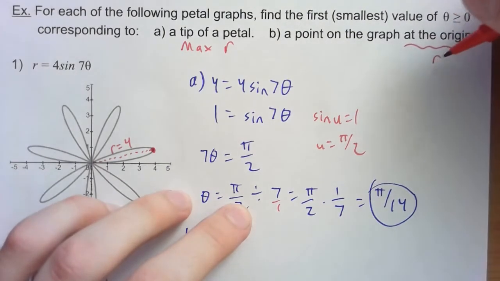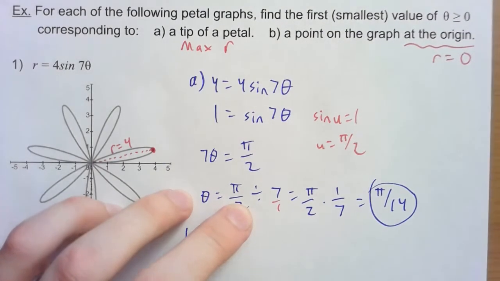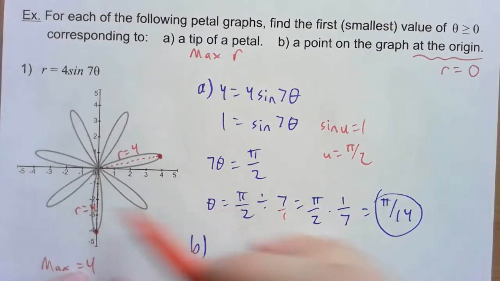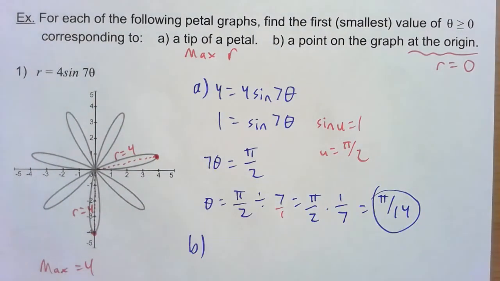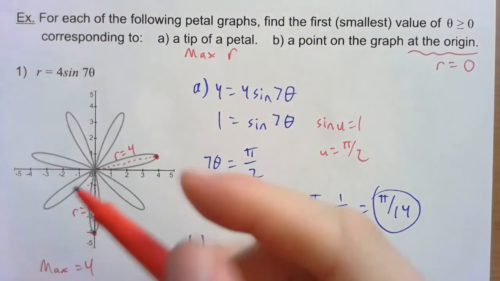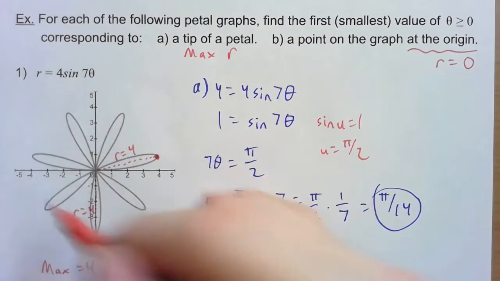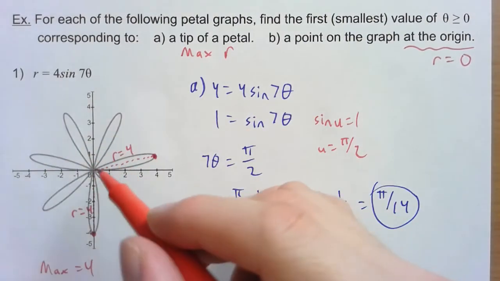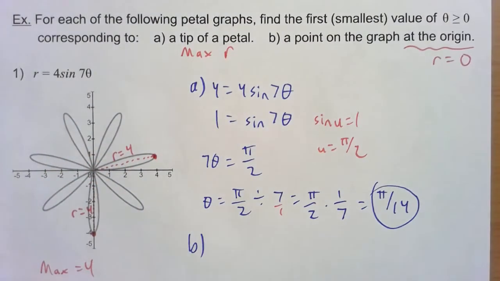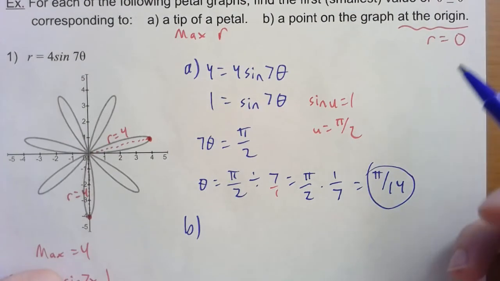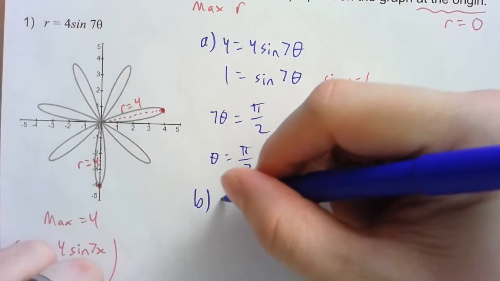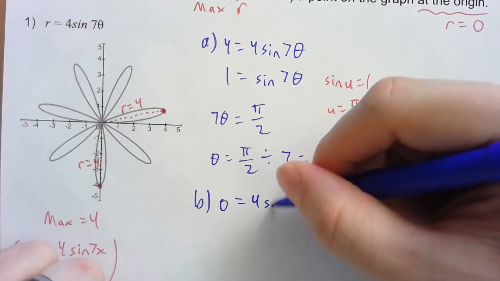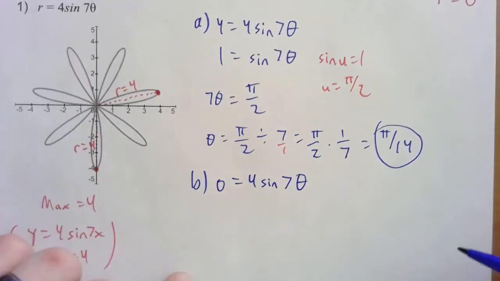If we're at the origin, that means r equals 0. Doesn't matter how you rotate, the angle can be anything. Theta could be 500 pi, rotate a whole lot, doesn't matter. If r is 0, you don't have any distance from the origin, you're stuck right there. Okay, so for part B, we're going to plug in 0 for r. So 0 equals 4 sine 7 theta.